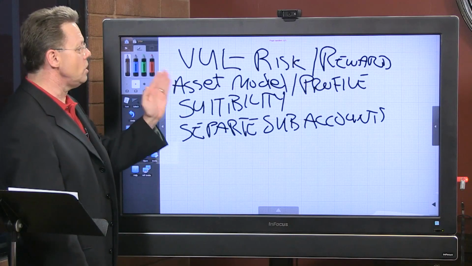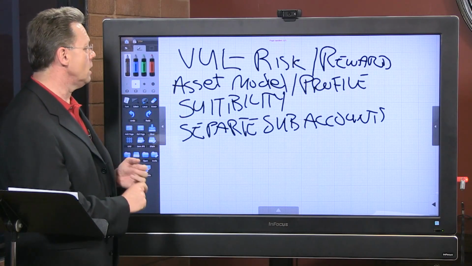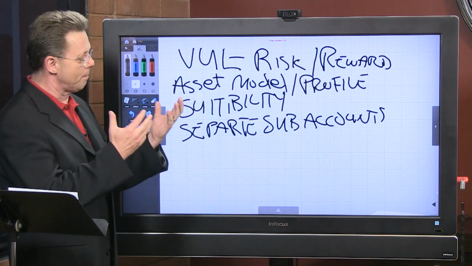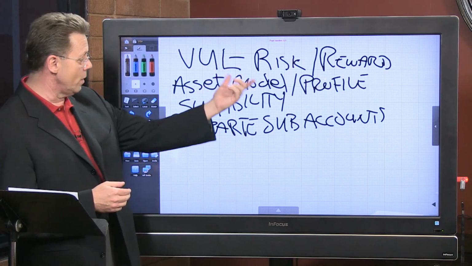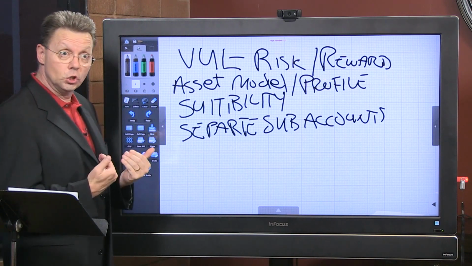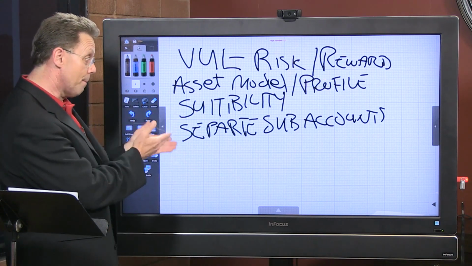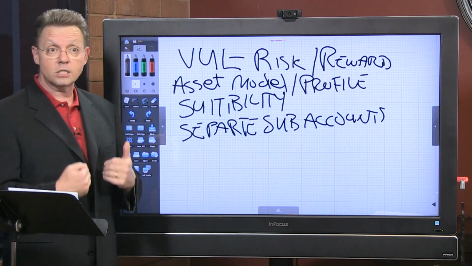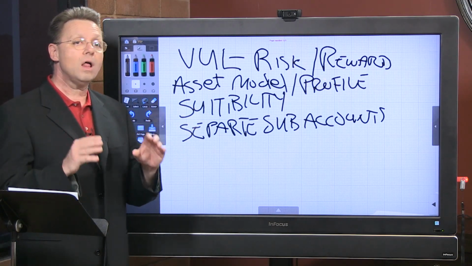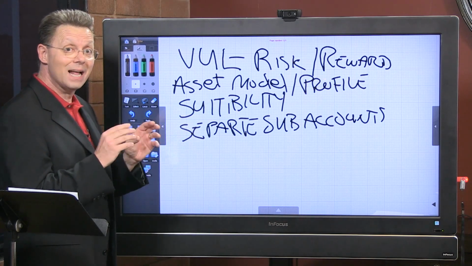So I'm looking at VUL, looking for risk and reward. I'm looking for the asset model and how I profile my client. Is it suitable for the client? Can they take on the risk? Are they conditioned to doing this? Do I understand separate sub-accounts? Am I going to let somebody else manage it, or am I going to customize it for my client? Am I qualified to actually make that asset allocation call?